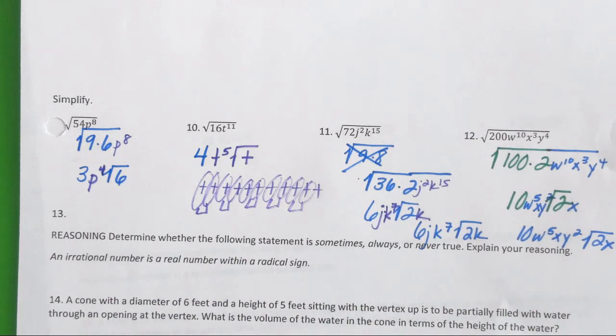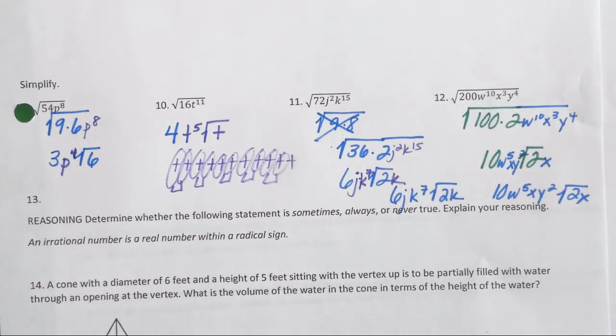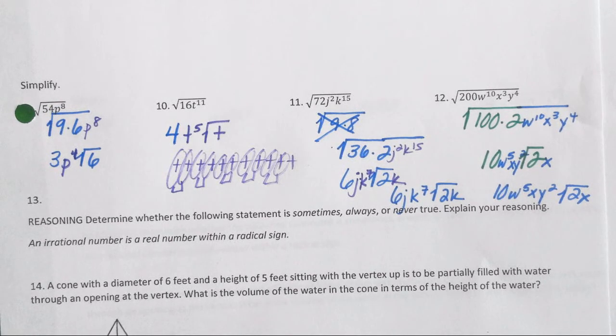Okay, I also asked you to try number 13. It says, determine whether the following statement is sometimes, always, or never true. Explain your reasoning. I always hate these. Sometimes, always, never freaks me out. Oh well. An irrational number is a real number within a radical sign. So I'm not really sure.